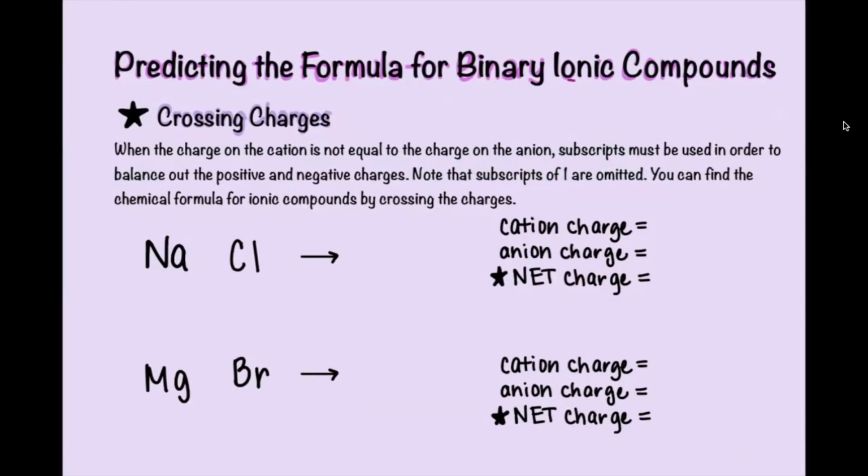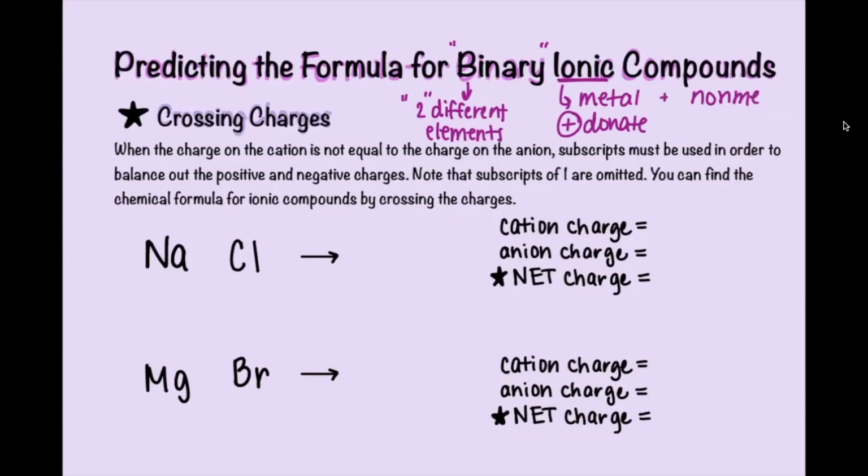So first, let's talk about how to predict the formula of a binary ionic compound, which is a compound made up of two different elements, a metal and a nonmetal, and they're held together by an ionic bond. If you remember from the last lesson, ionic bond means there's a transferring of valence electrons. Metals tend to donate their valence electrons and form positive charges, also known as cations, while nonmetals tend to gain valence electrons and form negative charges, or anions.